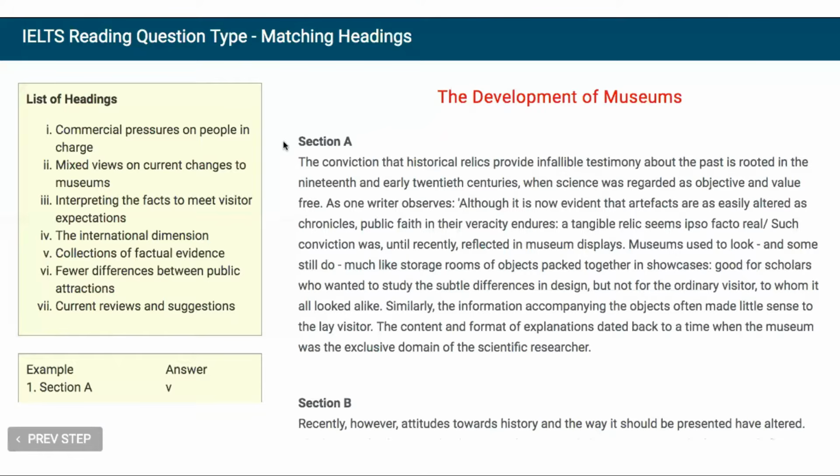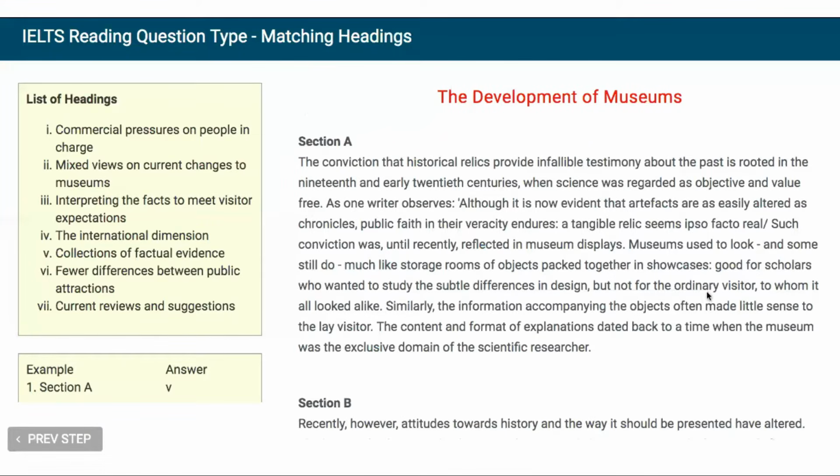So before we get started, I would just like to go over a brief overview of what we'll be looking at so that we can get prepared. First of all, it's very important to understand what a heading is. So headings are short sentences that summarize the information in a given paragraph.